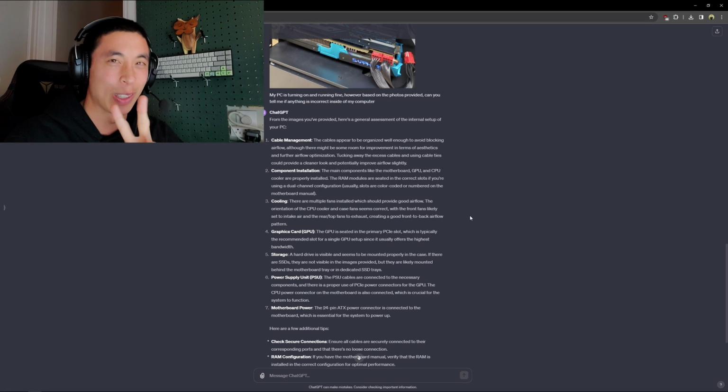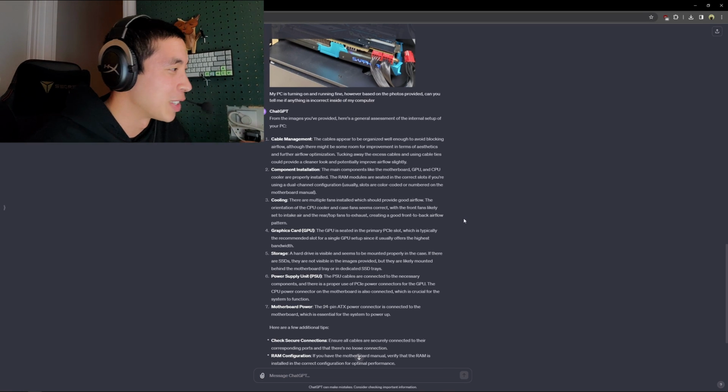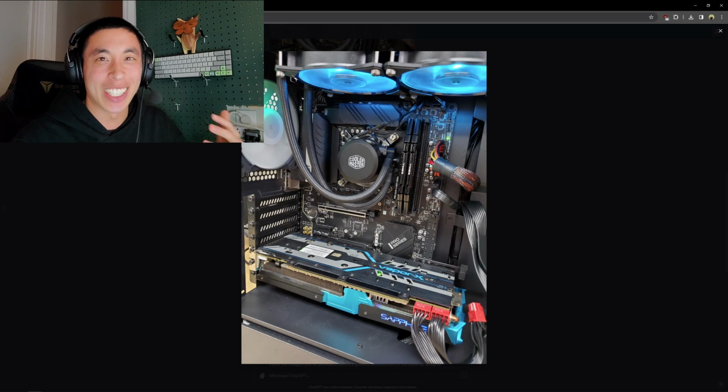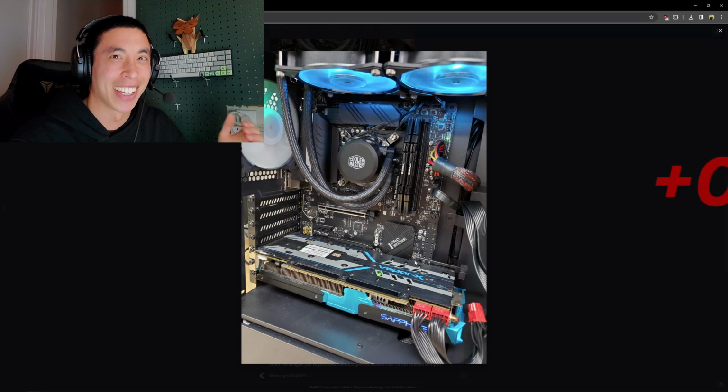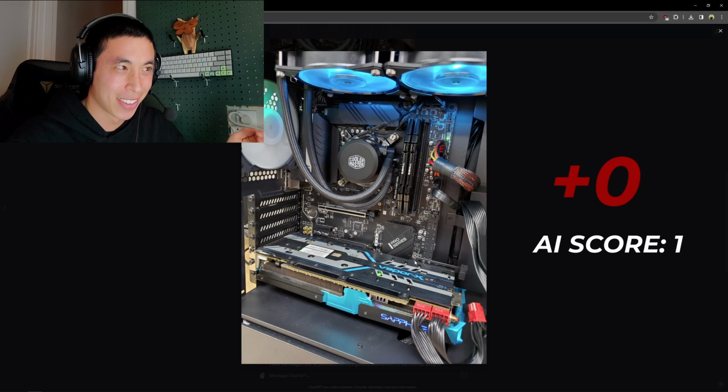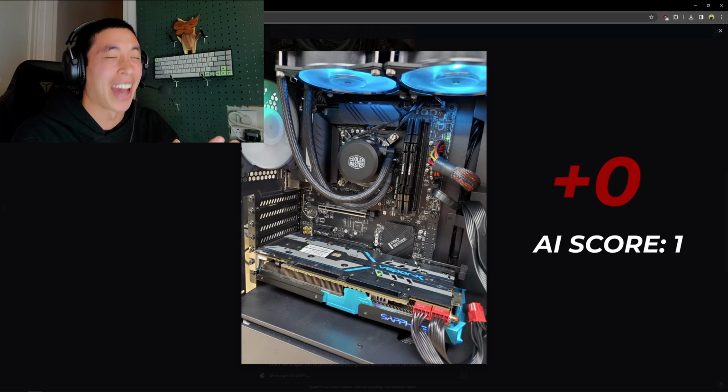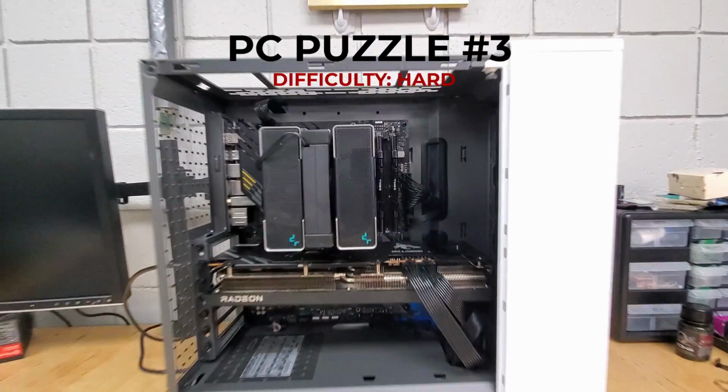So with that, we definitely missed the 2 major points that we were trying to identify with these pictures, but the funny thing about this is that it didn't just miss that the RAM and the GPU were in the wrong slots, it very confidently said that they were in the correct spots, which doesn't give me a lot of confidence that it's going to pass the next 2 challenges, which are even more difficult, but time will tell. On to PC puzzle number 3.